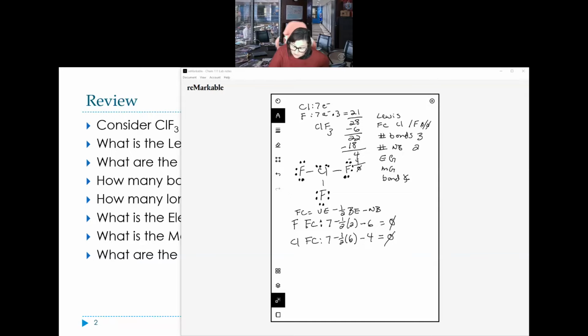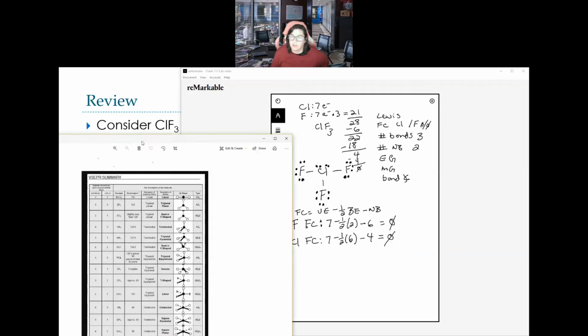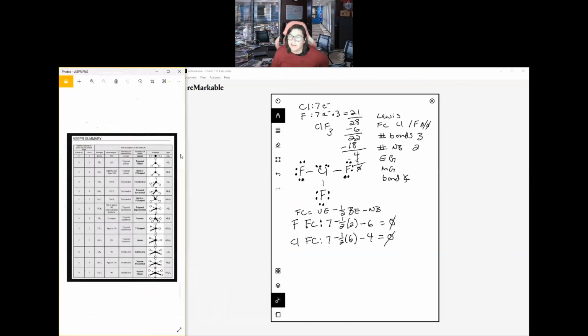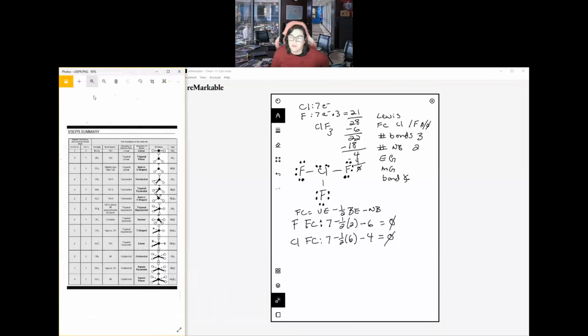My electron geometry is based on 5. I have 5 things around that I need to deal with. I can't do that without a table. So let's find a table, and we'll pull this table up and take a look at it. I can get it to where I want it. All right, and we'll zoom in just a little bit so that we can see this.